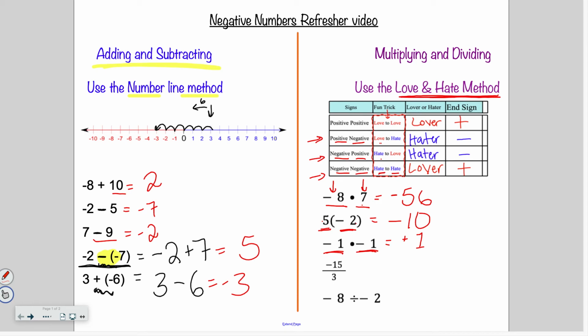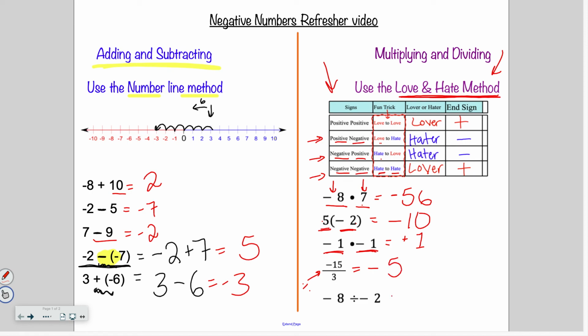The next question is here. Trying to remind you guys that that fraction sign also means to divide. Negative 15 divided by 3. Guess what? We're using the exact same method when we divide as we did to multiply. So negative divided by a positive. If you hate to love, you're a hater. And 15 divided by 3 is 5.